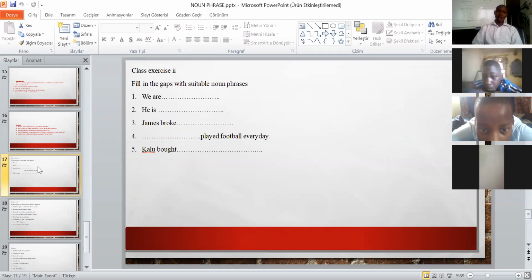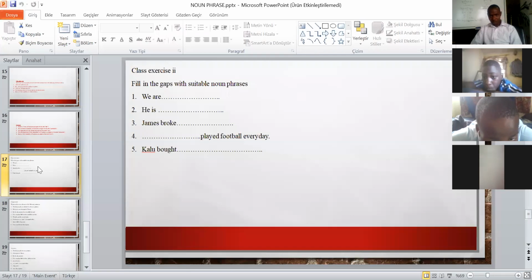Filling the gaps with suitable noun phrases. Now, this is how we do it. Write out your answers, 1 to 5. Write out the full sentences, 1 to 5. I'll be seeing your responses here on the chat pad. Write out the answers, questions 1 to 5.